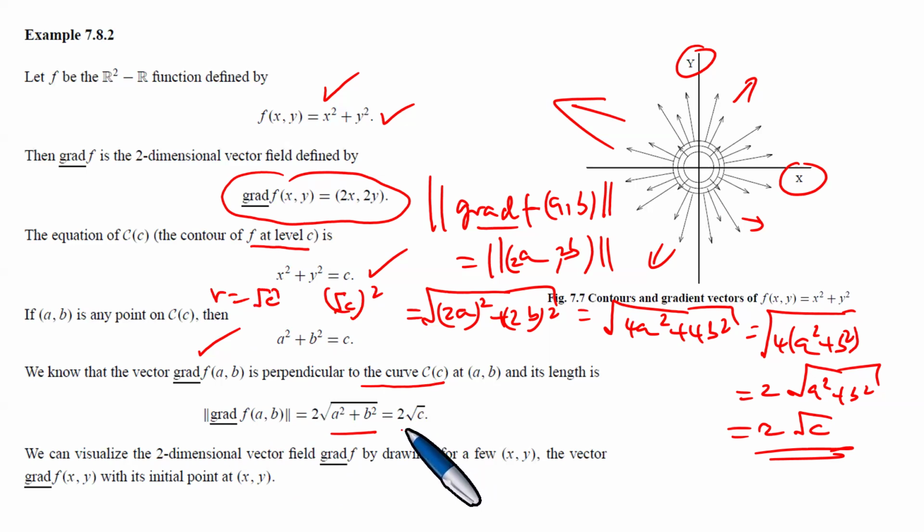and it is nothing other than, just an observation, 2 times the radius, and 2 times the radius is a diameter. But what we're trying to say here is that this gradient vector of f(x,y) is perpendicular to the curve. What is the curve? The curve of level C, this curve is a circle.